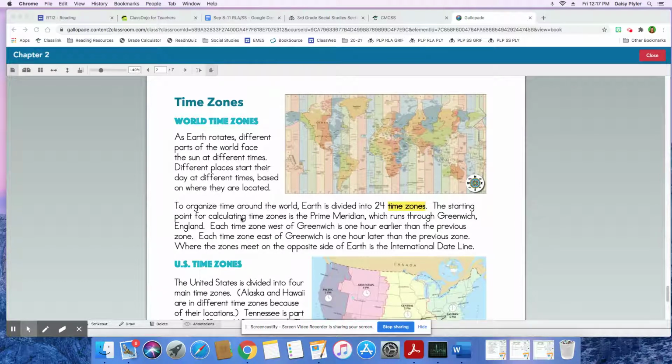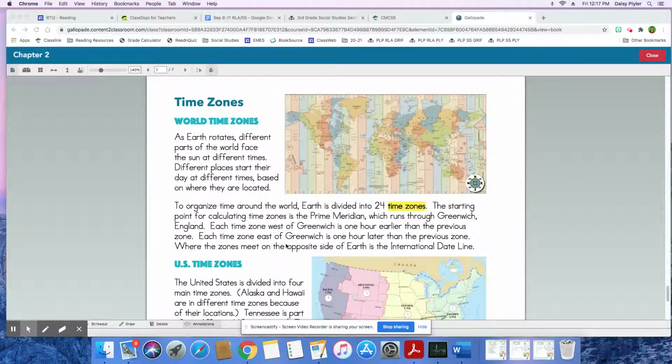The starting point for calculating time zones is the prime meridian, which runs through Greenwich, England. Each time zone west of it is 1 hour earlier than the previous zone. Each time zone east of Greenwich is 1 hour later than the previous zone. Where the zones meet on the opposite side of Earth is the international dateline.